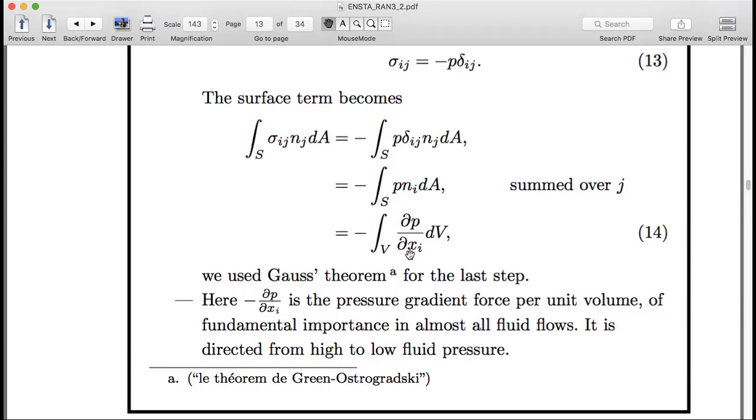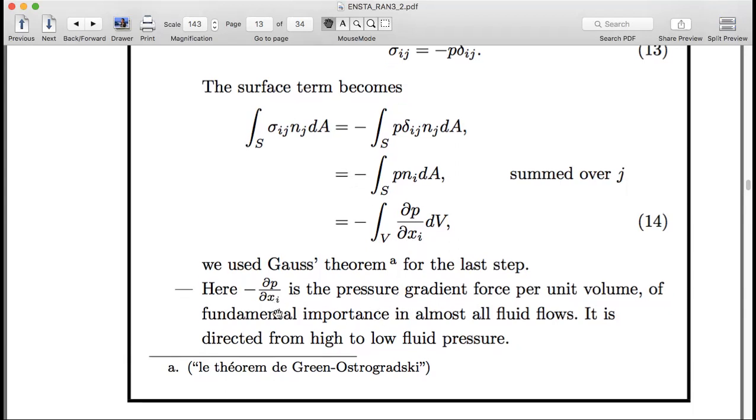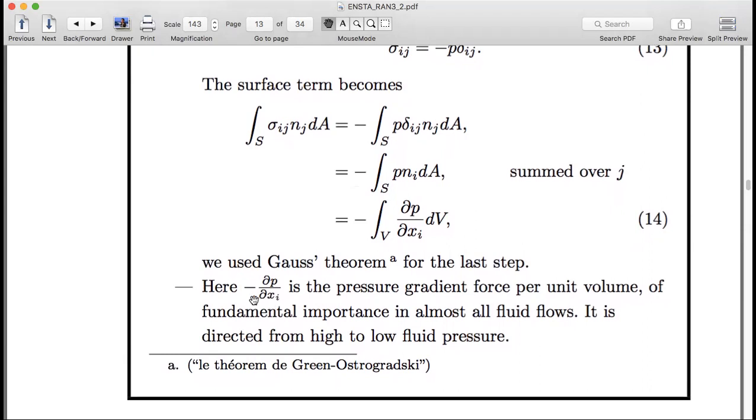And it has a physical interpretation. Minus the pressure gradient, if I just bring this negative sign inside here, I'd have minus the pressure gradient, and that minus pressure gradient has a physical interpretation. It's a force per unit volume due to the pressure variations in the flow.